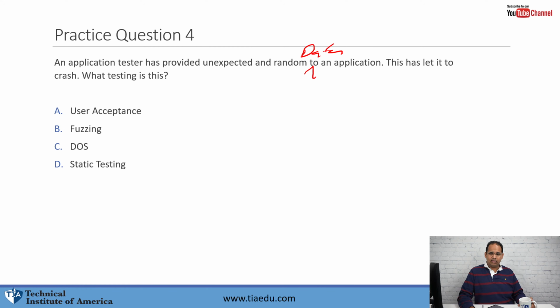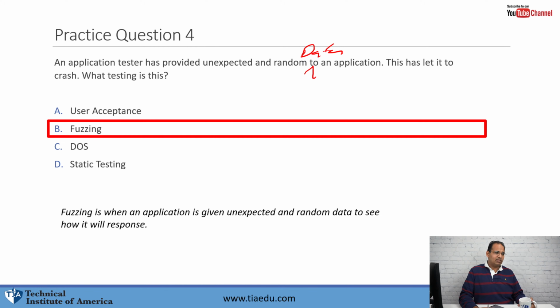All right, so a lot of you got the answer here as B, which is fuzzing. I mentioned earlier, fuzzing is a type of test where you feed it all types of random data and then see what happens. Does it crash? Does it get corrupted?